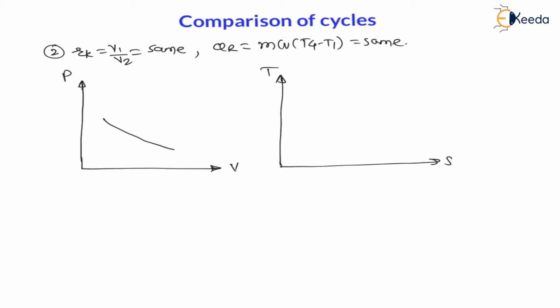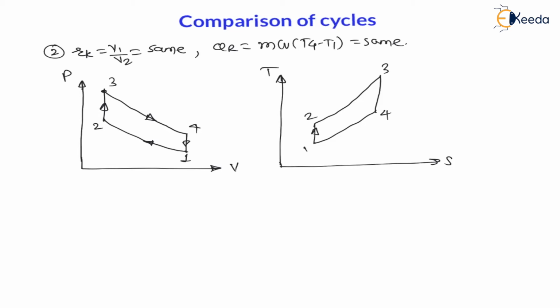Now, for the Otto cycle, 1 to 2 is reversible adiabatic compression, that we have already seen. 2 to 3 is constant volume heat supply, 3 to 4 is reversible adiabatic expansion, and 4 to 1 is constant volume heat rejection. We are drawing the Otto cycle, this is the Otto cycle 1 2 3 4. We have already seen all the processes, so no need to repeat again.